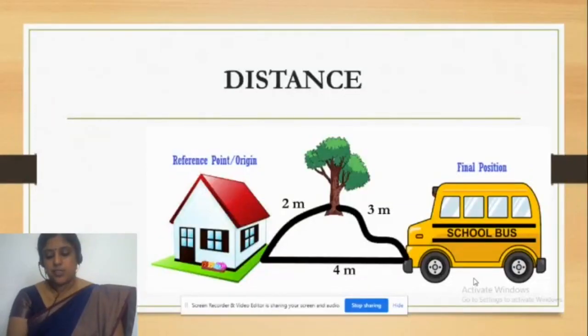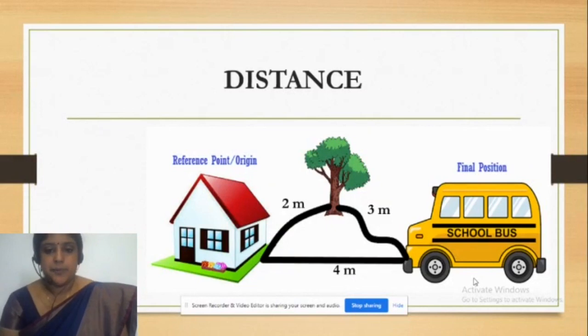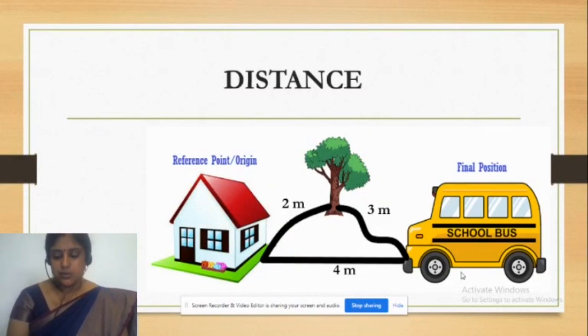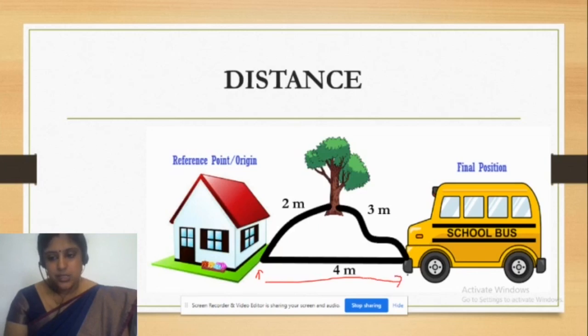So let's now discuss motion along a straight line. See in the figure, you can see a house and a school bus. Suppose a student goes to his school by school bus. So he has to start from his home and travel to reach the school bus, right? Suppose he moves along a straight line of 4 meter. Then we can say that the student has traveled 4 meter distance.